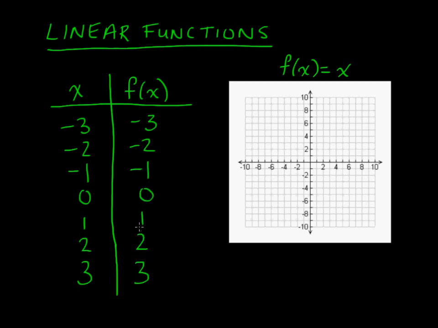If we then graph each of these ordered pairs onto our grid, we're going to get the graph of f of x is equal to x. And this is something that you would have looked at in grade 9. So let's graph these coordinates: -3, -3, -2, -2, -1, -1, 0, 0, 1, 1, 2, 2, and 3, 3. So we get a line that goes through the origin like this. That's the graph of f of x is equal to x. Again, this is what's known as the parent function for the family of linear functions.